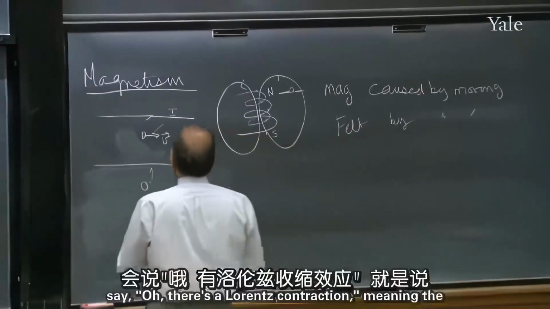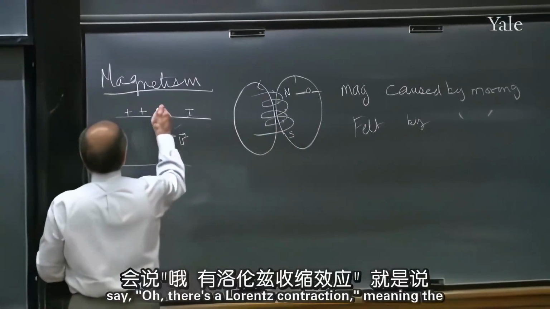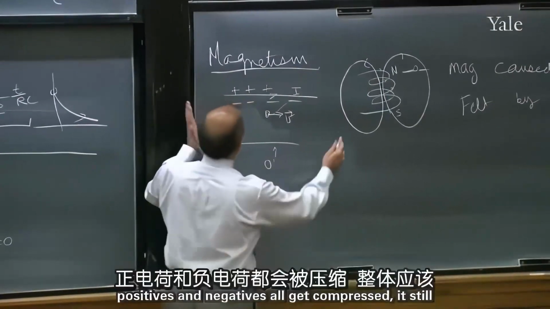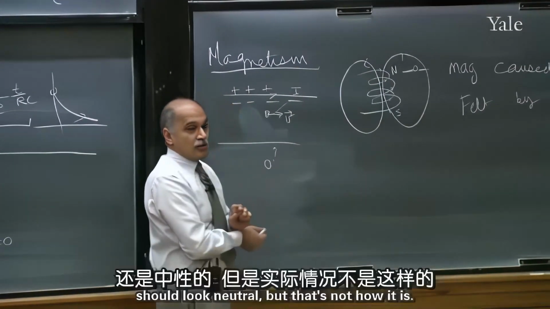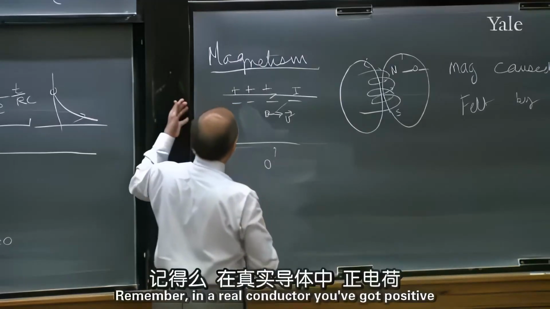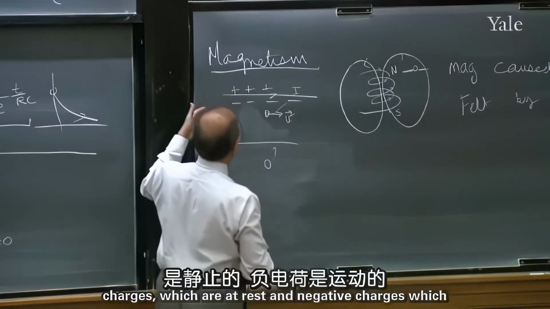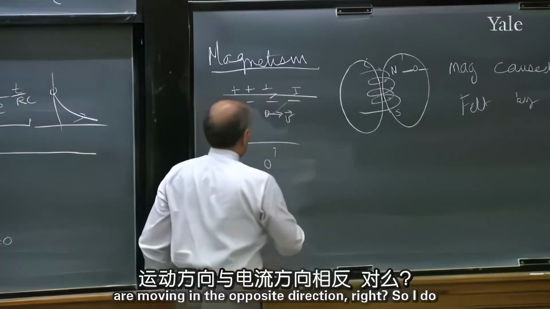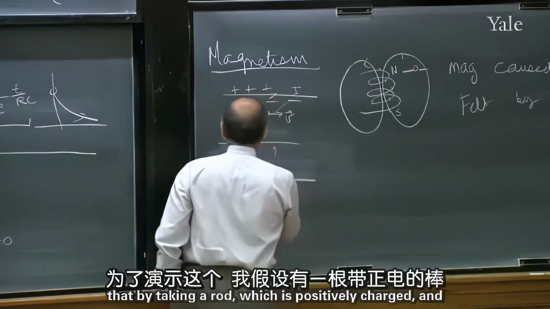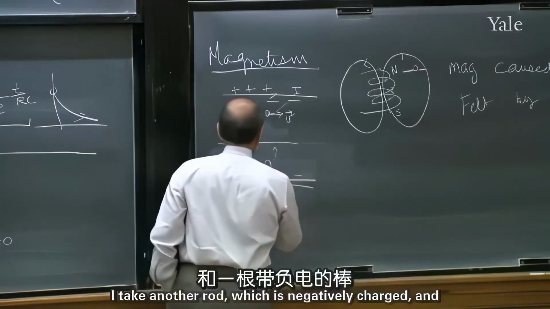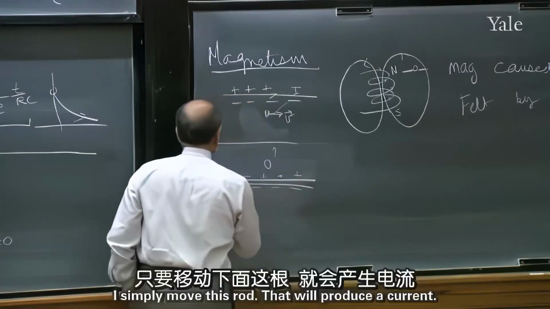You might say, oh, there's a Lorentz contraction, meaning the lengths get contracted, but if the wire is neutral, the positive and negatives all get compressed, it still should look neutral. But that's not how it is. So remember, in a real conductor, you've got positive charges which are at rest and negative charges which are moving in the opposite direction, right? So I do that by taking a rod which is positively charged, and I take another rod which is negatively charged, and I simply move this rod.